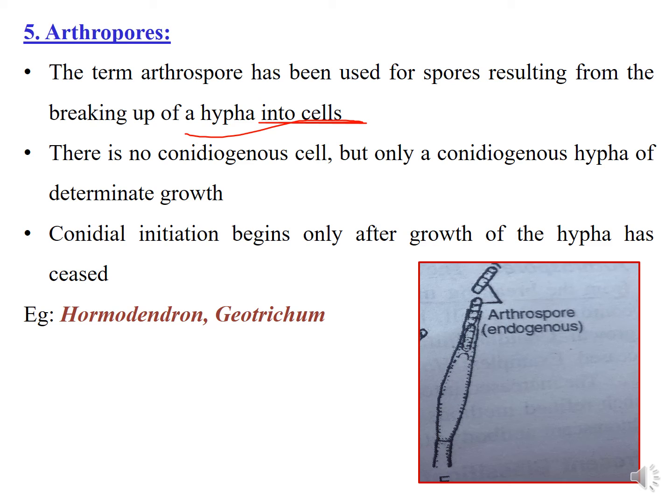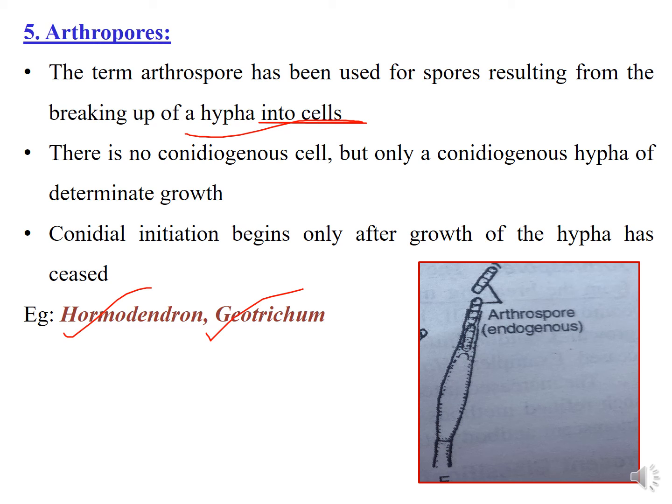There is no conidiogenous cell, only conidiogenous hyphae, and that conidiogenous hypha has determinate growth. It will not grow indefinitely. It grows definitely, and after a certain growth the arthrospore formation starts. Conidial initiation begins only after the growth of the hyphae has ceased. As I already said, after the growth of the hyphae is finished, then conidia formation occurs. Arthrospore formation can be seen in the genera Harmodendron and Geotrichum.